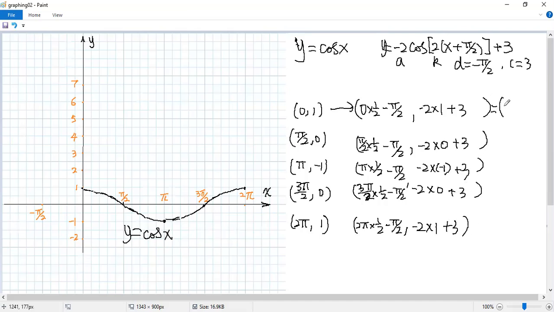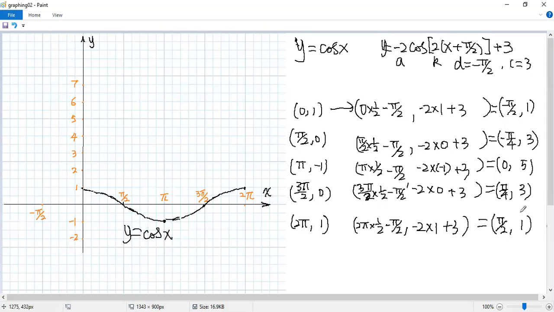Then let's simplify them. So the first one equals -pi over 2 and 1. The next one, -pi over 4 and then 3. The next one is 0 and 5. The next one is pi over 4 and then 3. The last point, pi over 2 and 1. These are the key points of the target function.